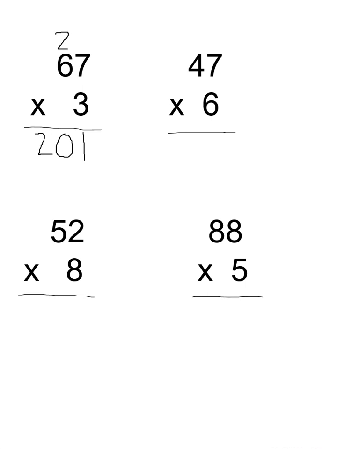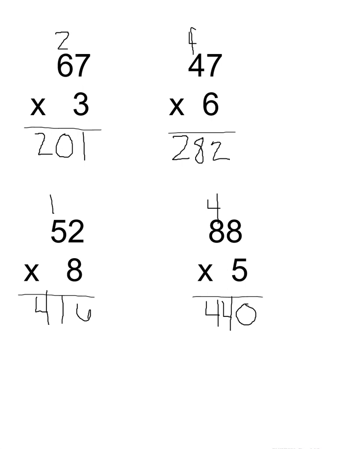6 times 7 is 42. Carry the four tens. 6 times 4 is 24, plus 4 is 28. My answer is 282. 8 times 2 is 16. Carry the 10. 8 times 5 is 40, plus 1 is 41. My answer is 416. Okay. 8 times 5 is 40. Carry the 4. 8 times 5 is 40, plus 4 is 44. My answer is 440.